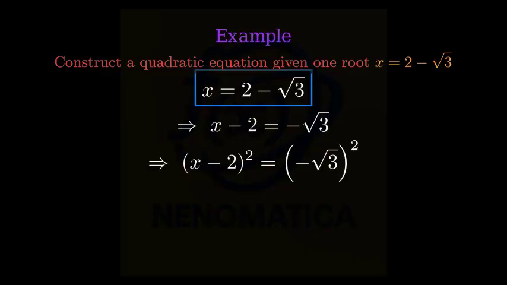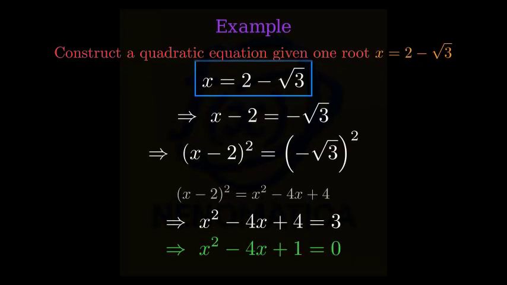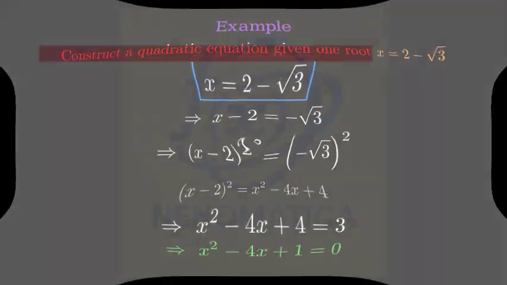Step 4. Expand the binomial on the left and simplify the right side. x squared minus 4x plus 4 equals 3. Step 5. Move all terms to the left to form a standard quadratic equation equal to 0. x squared minus 4x plus 1 equals 0.